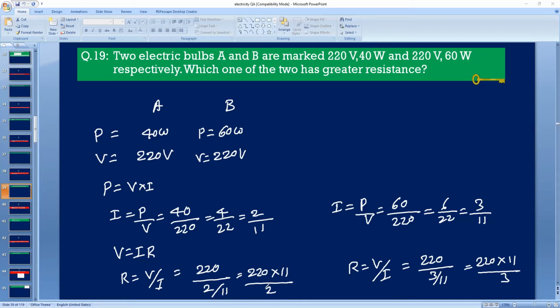As you know that where the denominator is less, there the value will be more. So bulb A has more resistance. Hope you got the answer. We are going for the next question.